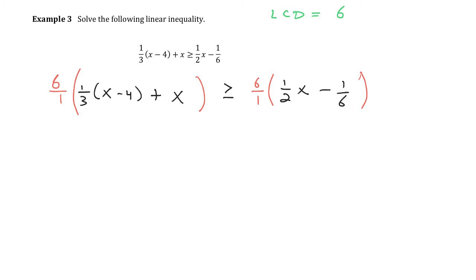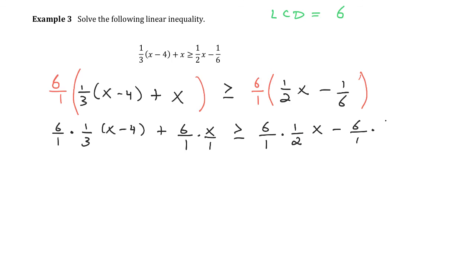Okay. So if I distribute that 1/6 into the parentheses, I get 6 over 1 times 1 over 3 times x minus 4. I get plus 6 over 1 times x. You could place that over 1 if you'd like to. It still is greater than or equal to. On the right, I get 6 over 1 times 1/2 x minus 6 over 1 times 1 over 6.